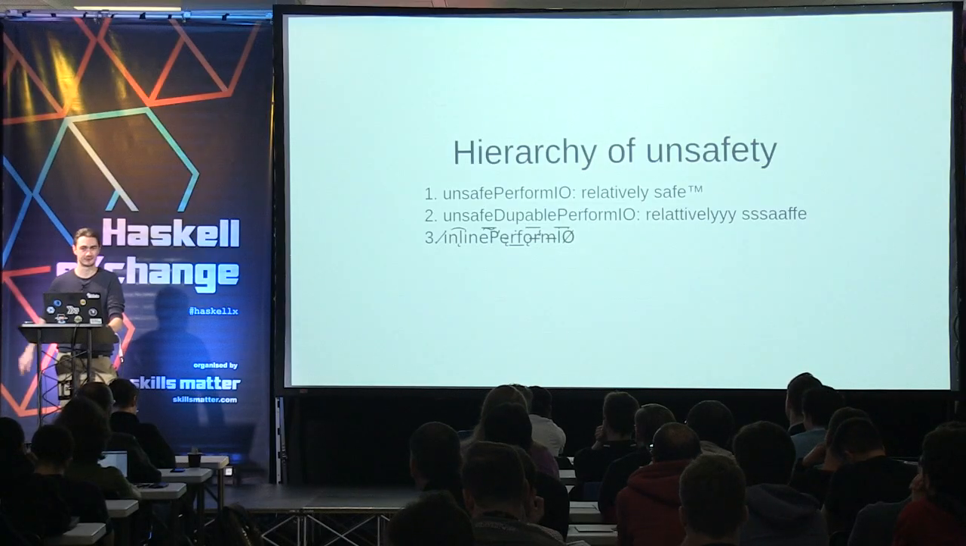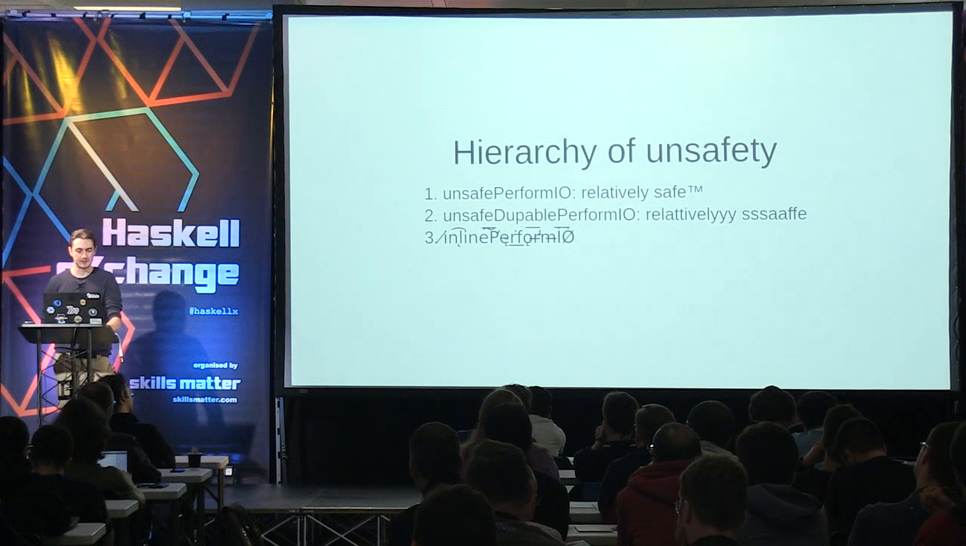But I've never needed unsafe dupable perform IO. I don't think I will ever need that one. I certainly hope so. So yeah, this is the hierarchy of unsafety. I'm guessing stick to 1 or maybe stick to 0, which is don't use them. But sometimes when you use the FFI, or for Debug.Trace, for example, it uses unsafe perform IO to just do dirty work.